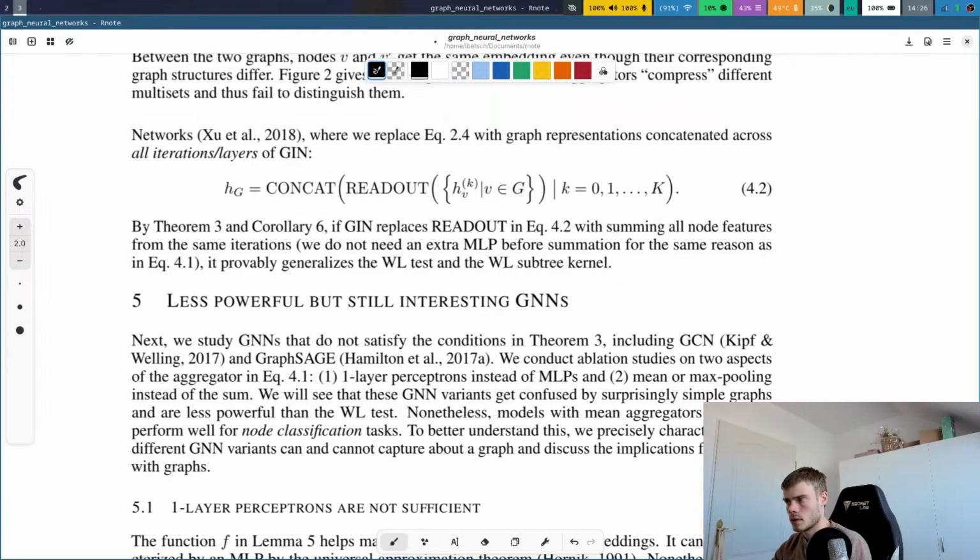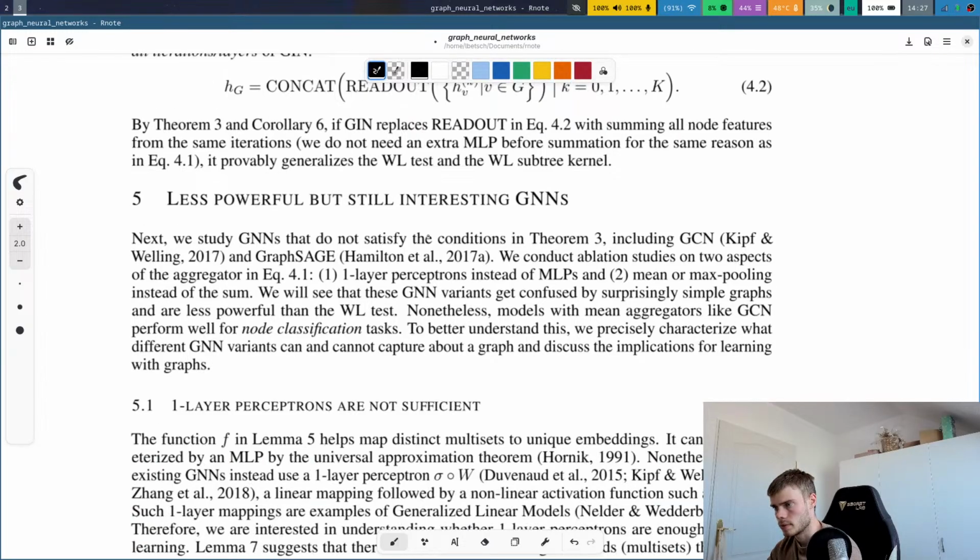Okay. By theorem 3 and corollary 6, if GIN replaces readout in equation 4.2 with summing all node features from the same iterations, so the readout would be the sum over all node features from the same iterations, we do not need an extra MLP before summation for the same reason as in equation 4.1. You don't need it before summation. It probably generalizes the WL test and the WL subtree kernel. Okay? Less powerful but still interesting GNNs.